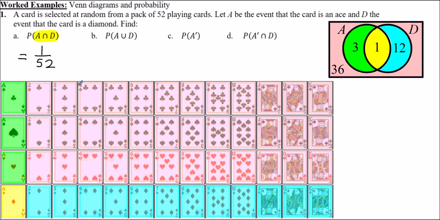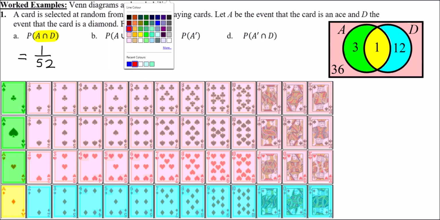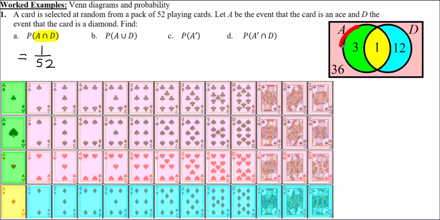For part B, we need to work out the probability of it being an ace unified with a diamond. This means either an ace or a diamond or both. So the union of A and D is all of this region here. How many events are there? Well, there's 3 plus 1 plus 12. There's 16 out of 52. So the total probability of getting either an ace or a diamond is 16 over 52. And if you want to, that can simplify, but it's completely optional with probability.